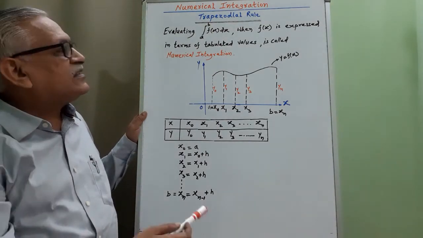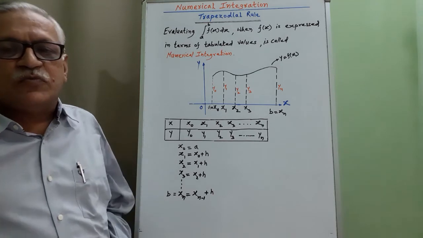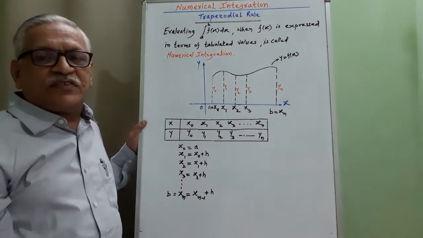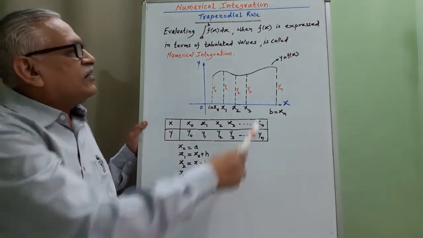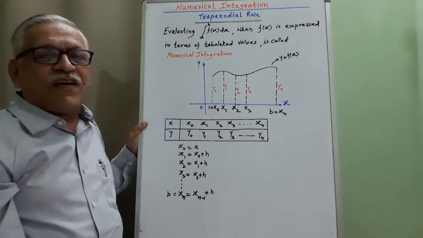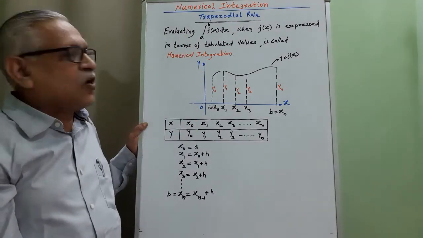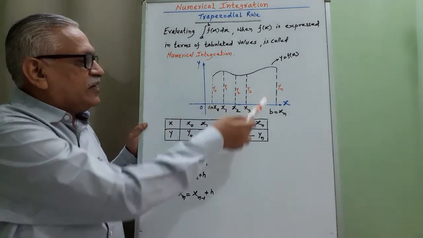First point, trapezoidal rule. First of all, I will discuss what is meant by numerical integration. Evaluating the integration of f of x with respect to x between the limits a to b, when that f of x is expressed in terms of tabulated values, that process is called numerical integration. For that, see the figure.